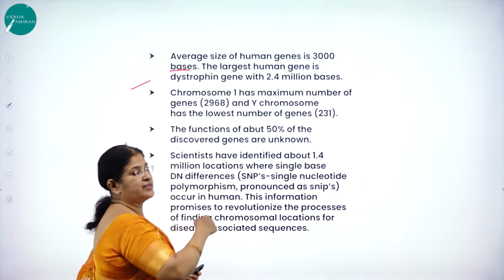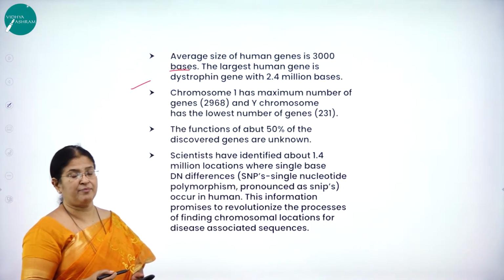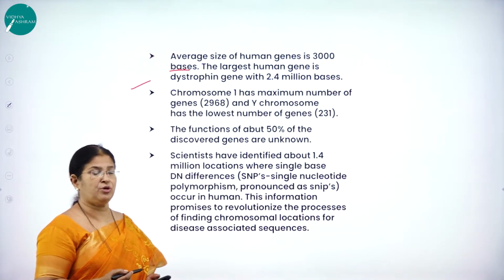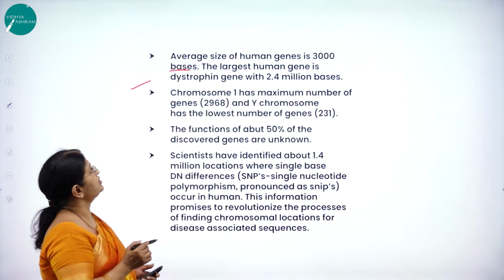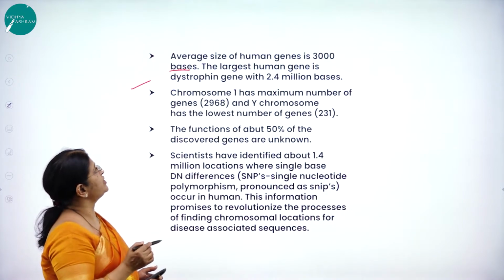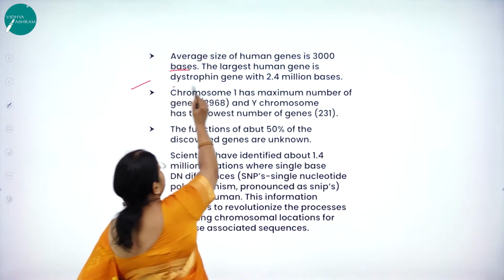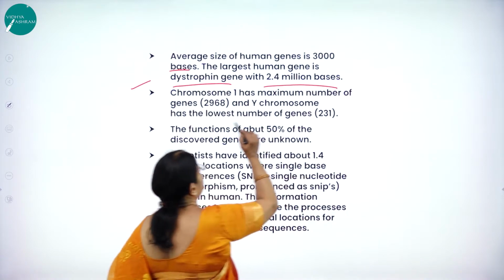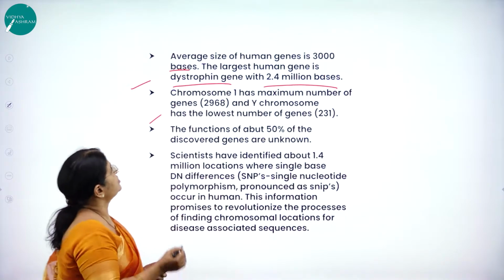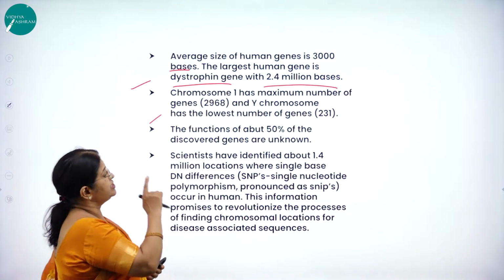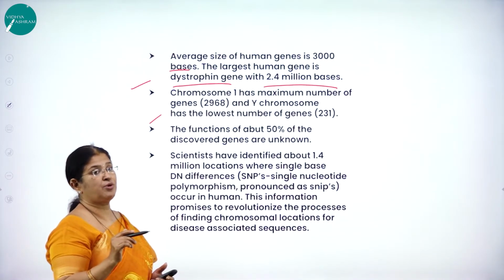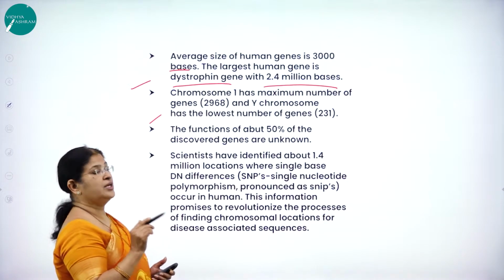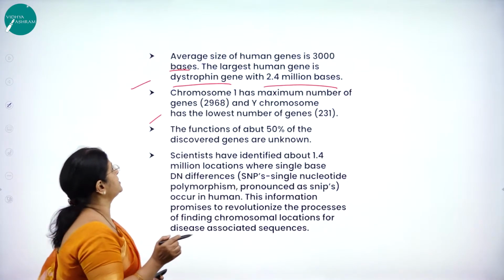Next, very important, this is usually asked in exams. What are the outcomes of the Human Genome Project? The average size of a human gene is 3,000 bases. The largest human gene is the dystrophin gene with 2.4 million bases. So the largest known gene is what? The dystrophin gene with 2.4 million bases.